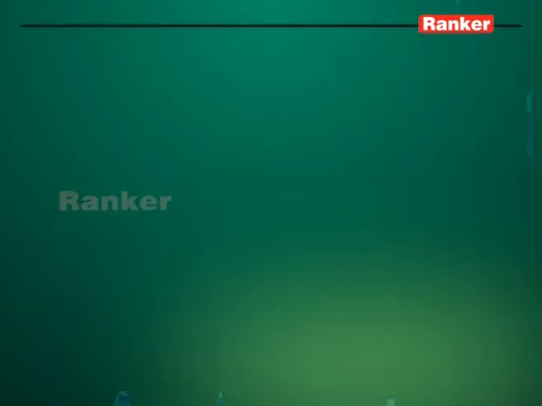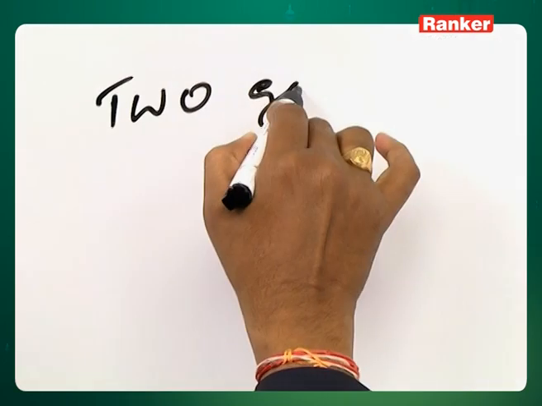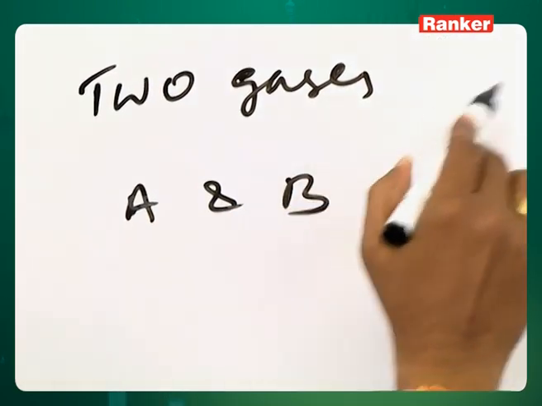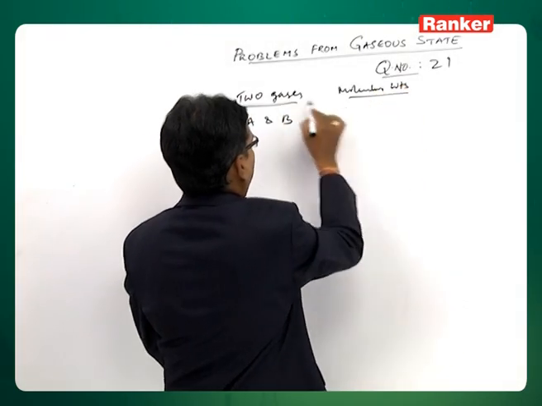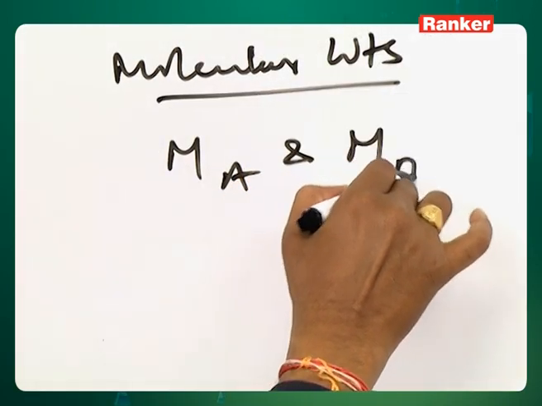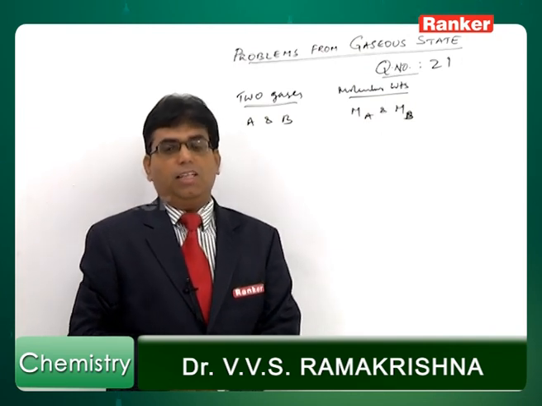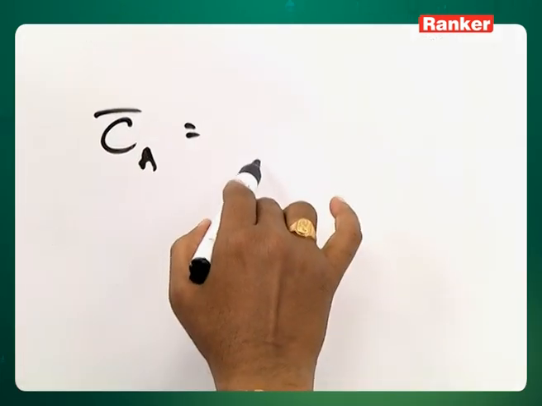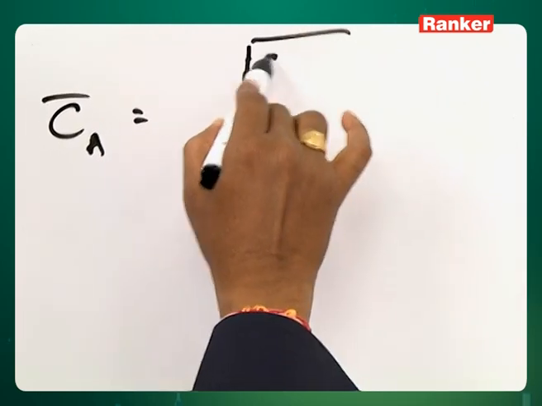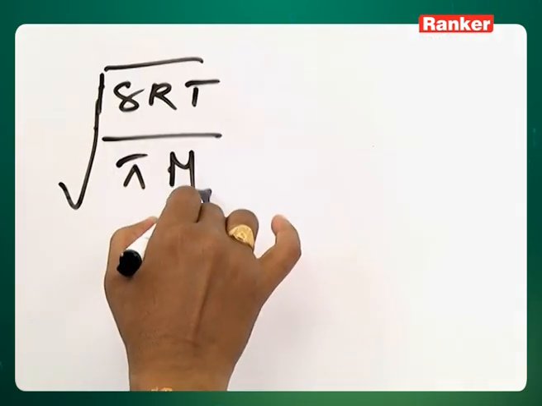Let us go to question number 21. For two gases A and B with molecular weights Ma and Mb, it is observed that at a particular temperature T, the average velocity of A, that is C bar of A, is equal to, C bar is of course equal to under root 8 RT by pi molecular weight of A.